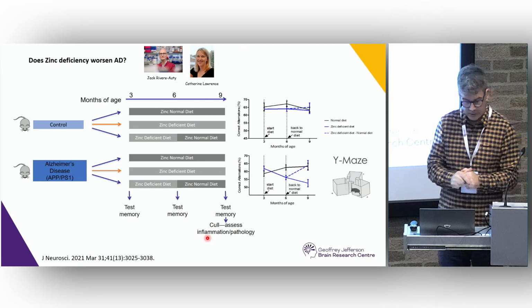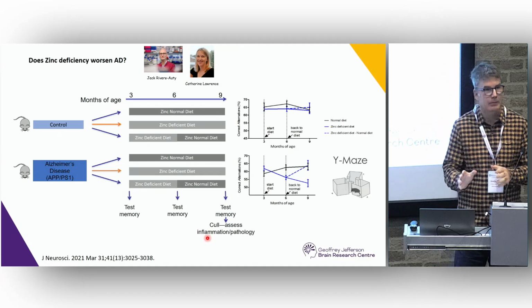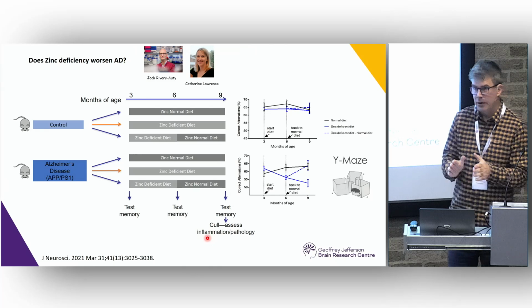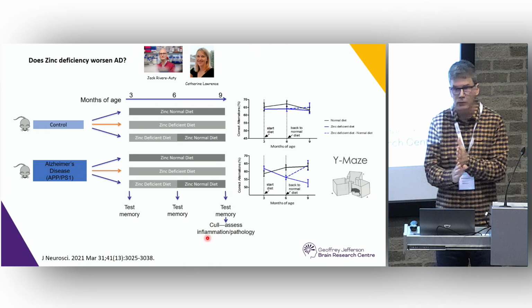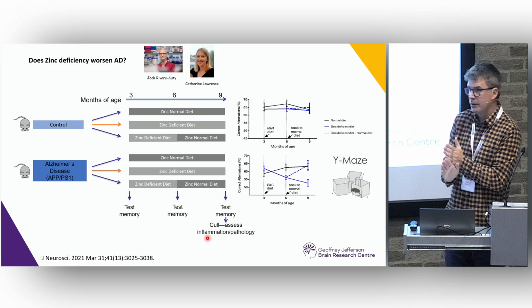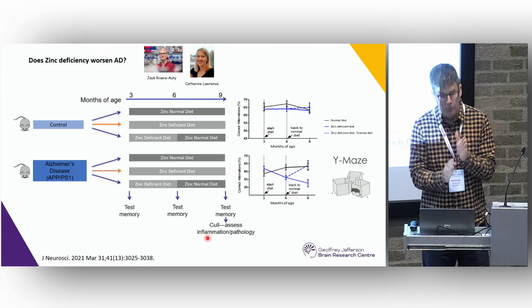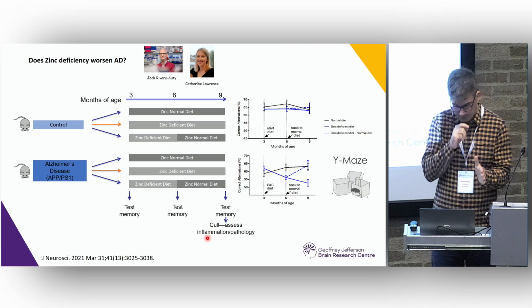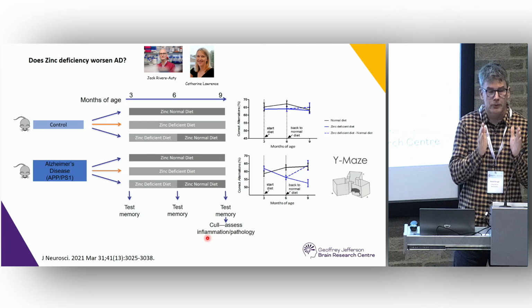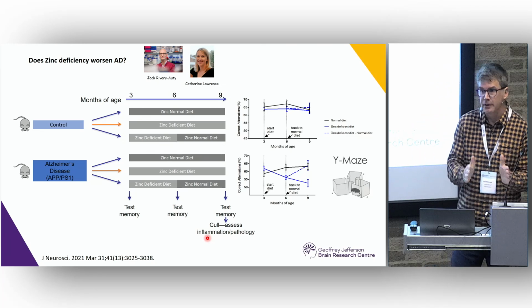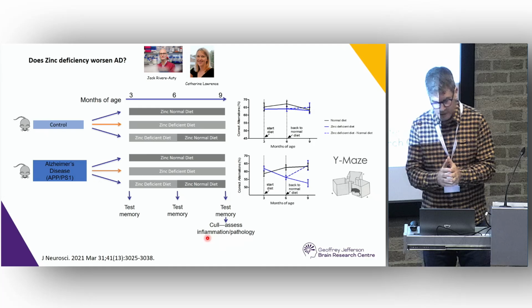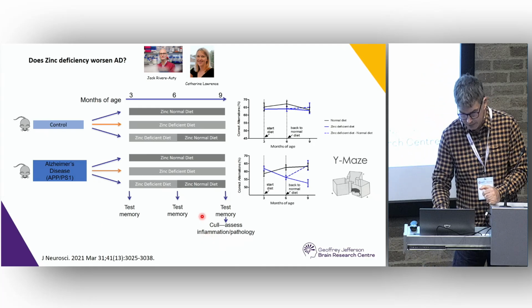And the experiment Jack did was he took control mice and he took APP-PS1 mice, and at 3 months of age, he put them on a control diet, which had 30 mg per kg of zinc, or he put them on a zinc-deficient diet, which had 3 mg per kg of zinc. And he put them on that diet for 6 months. In one group, he put them on the zinc-deficient diet for 3 months and then switched them back to the normal zinc diet. And he did a battery of memory tests every 3 months.